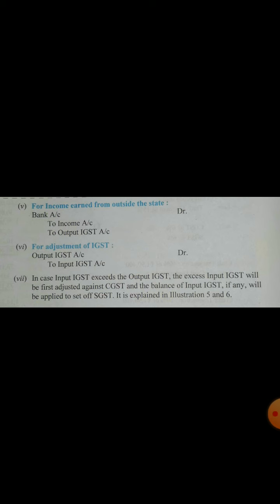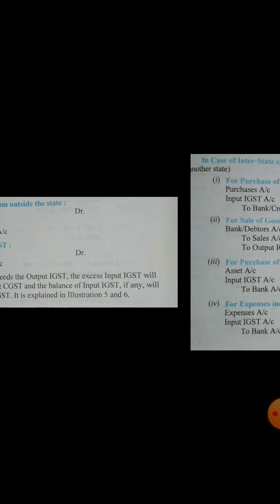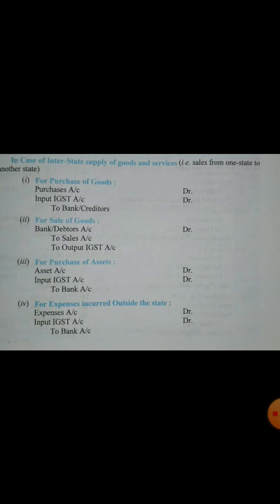So you have to keep in mind that if you remember the intra-state entries, then you can easily lay down these entries, because here, integrating both GST, you just have to write IGST. Input and output will remain the same and rates will be given in the sum. So integrating both, you have to write that there. So this is how we make them.